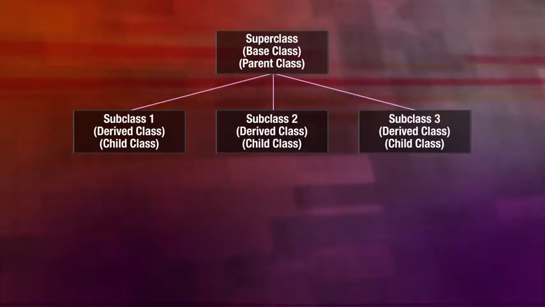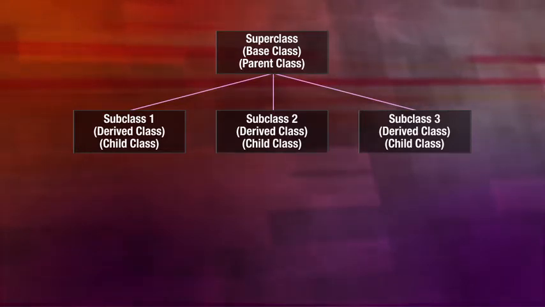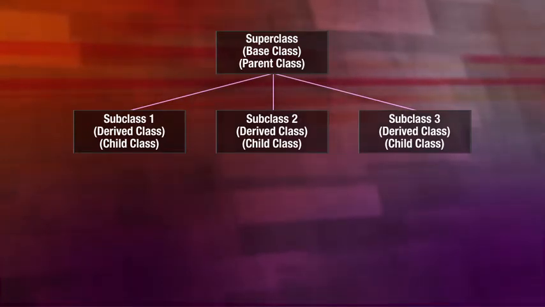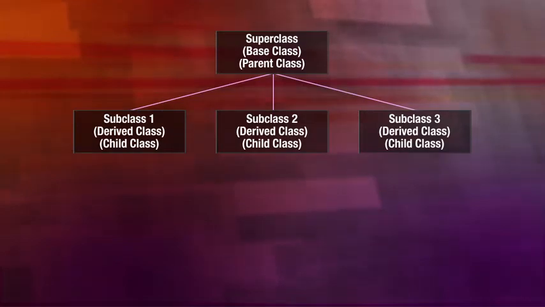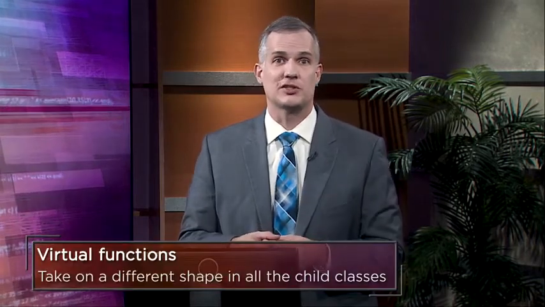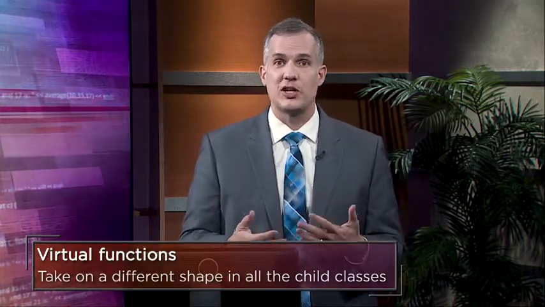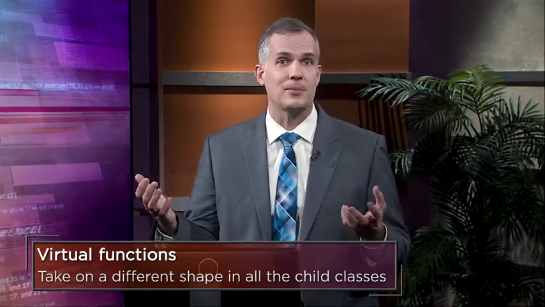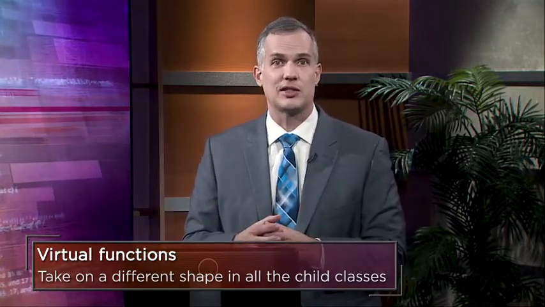So, the idea is that the superclass, the one higher in the class hierarchy, can take on the particular form of any one of its subclasses. That is, the superclass can have many different shapes, each of which are examples of the overall class. To give the superclass this kind of flexibility, we'll be defining what are known as virtual functions. Basically, virtual functions will be ones that get defined differently. That is, they take on a different shape in all of the child classes.